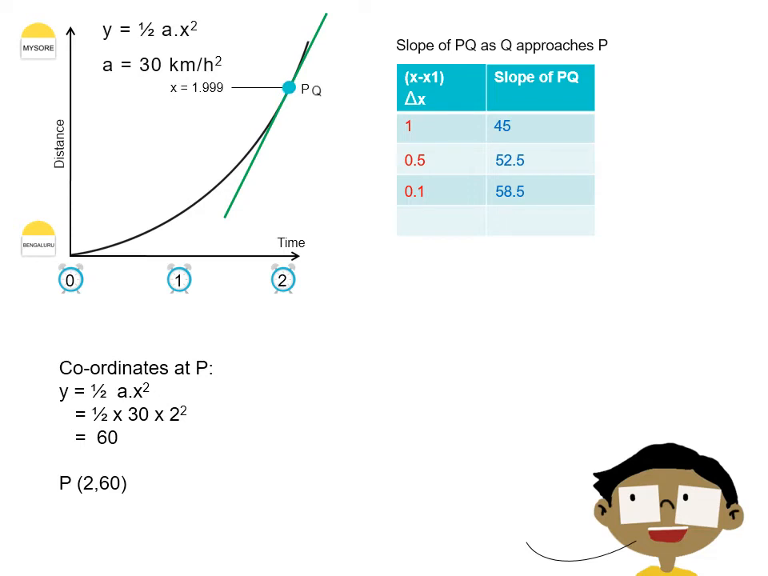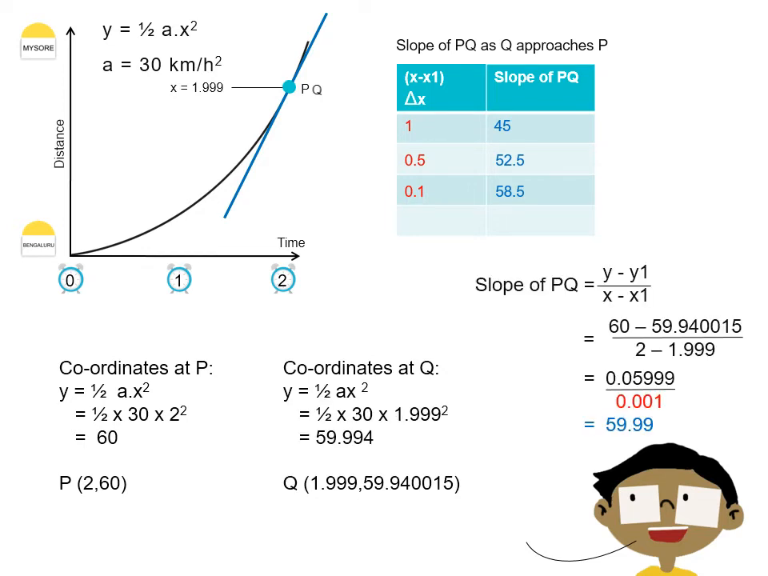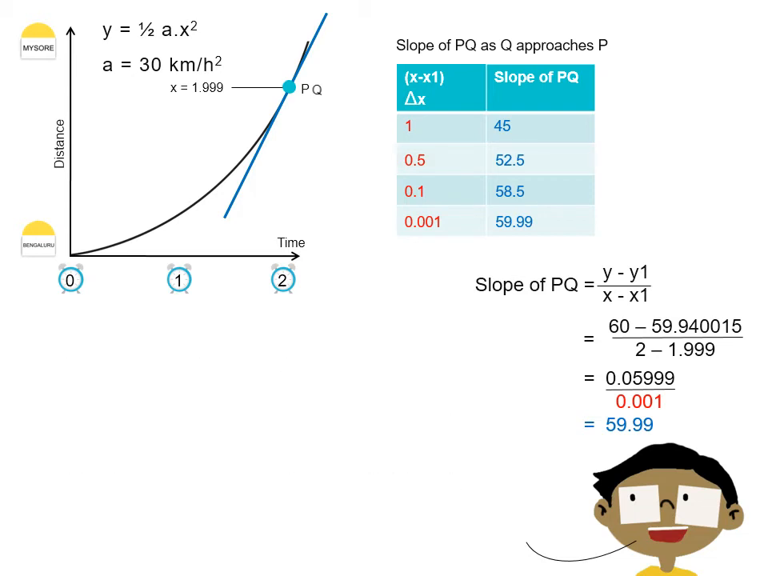Let's say x is now 1.999. It's perhaps practically over the tangent, but still not there yet. Let's work out the slope. And when we do the math, we see that the slope of PQ now is 59.99 and delta x is 0.01.